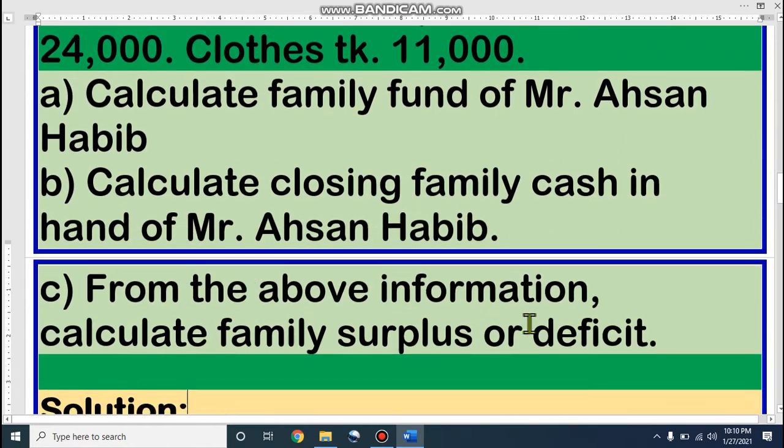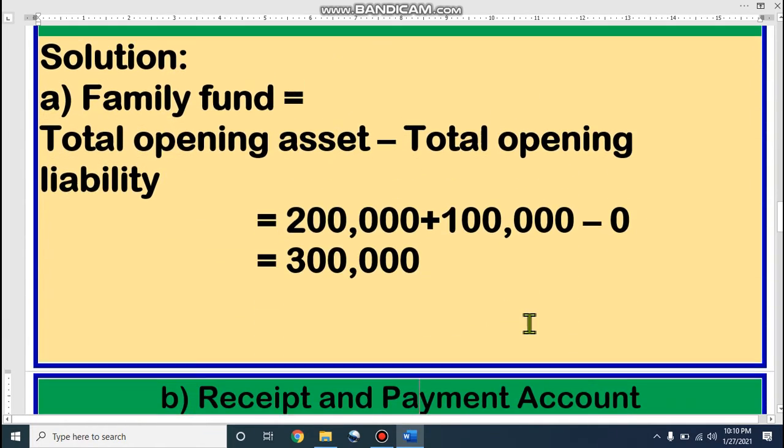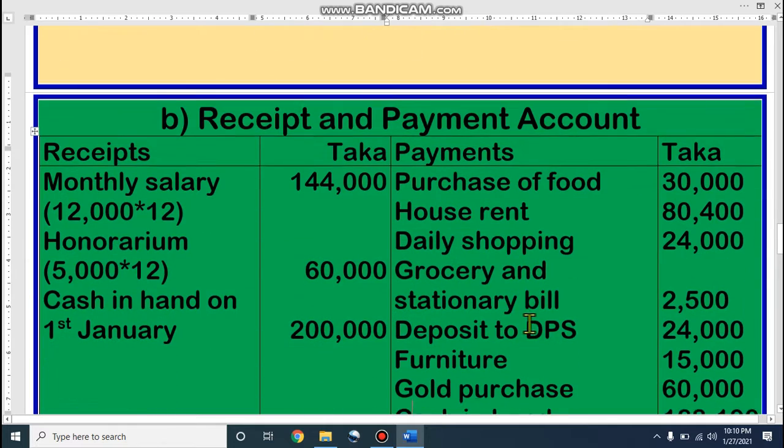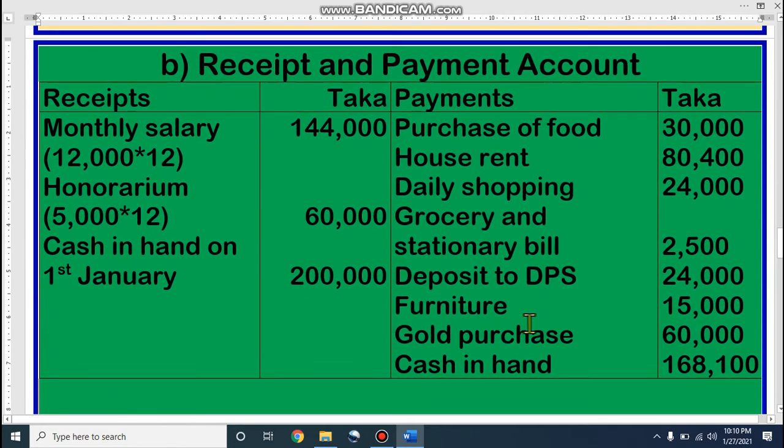Now let's see the math. Very easy one. Just understand, if money comes in to you, then it is received. If your money is paid out or given out, then it is payment. Look at monthly salary 12,000 into 12, 1,44,000. Honorarium 5,000 into 12, it is 60,000. And opening cash in hand 2 lakh. So this is the total amount of receipts: 4 lakh 4,000, 1 lakh, 2 lakh, 3 lakh, 4 lakh 4,000.